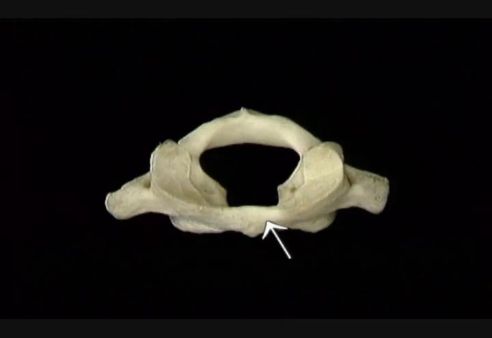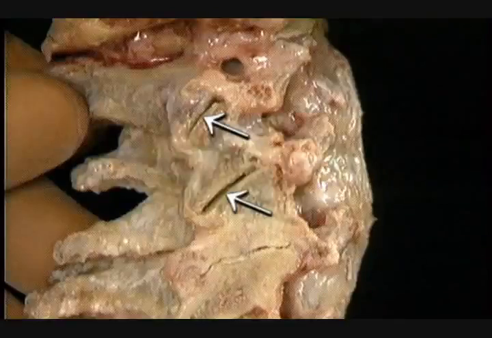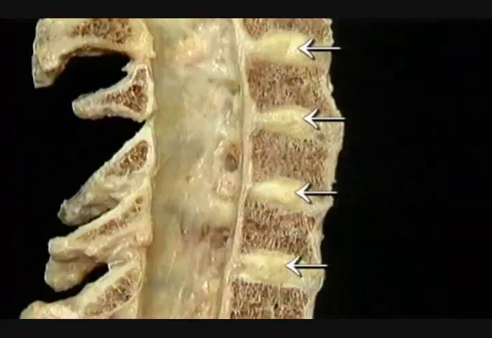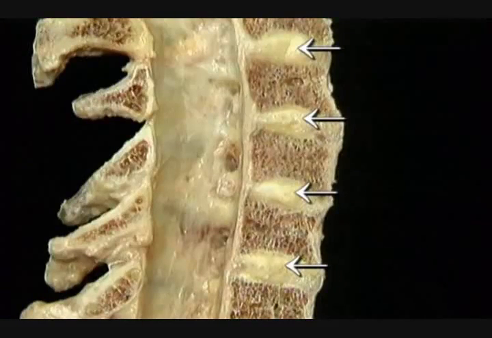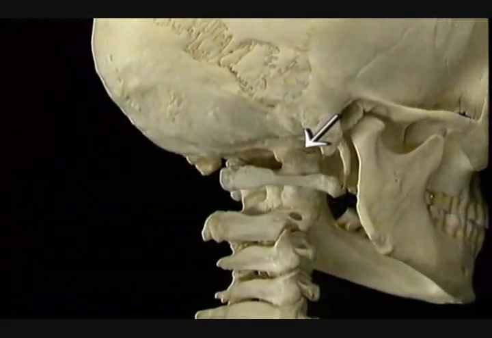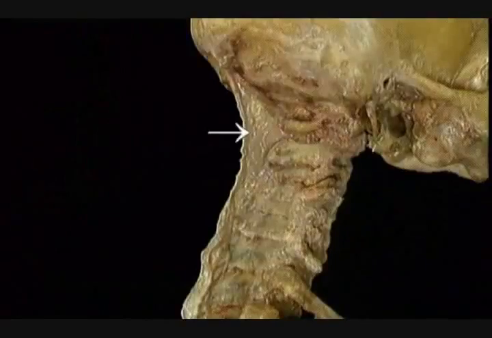On the atlas vertebra, here's the anterior arch, the posterior arch, and the lateral bodies. On the axis vertebra, here's the odontoid process. Here are the intervertebral joints and the intervertebral discs. Here are the atlanto-occipital and atlanto-axial joints.